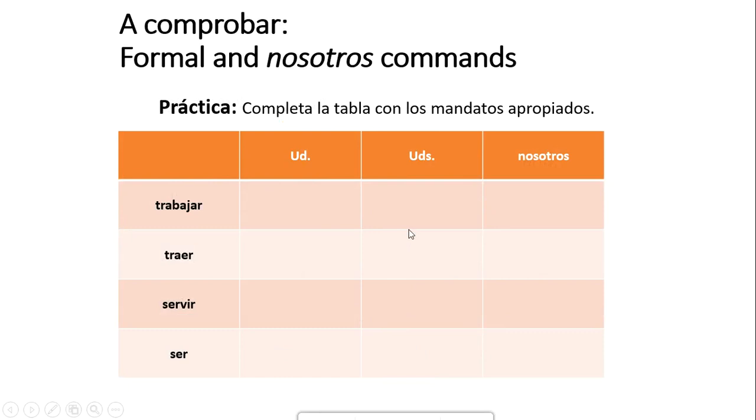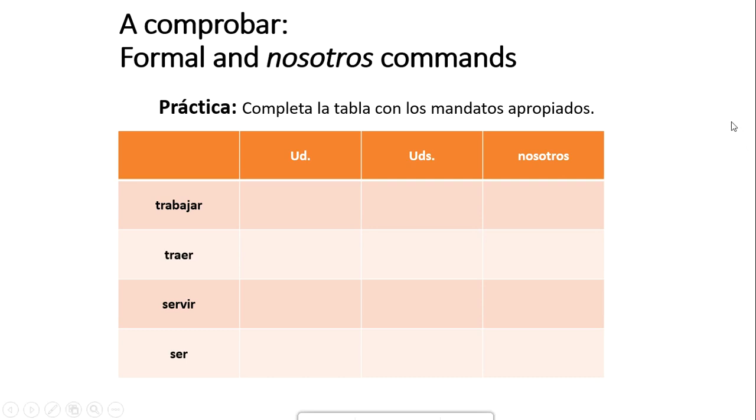Okay, first activity. For this, you're going to put in the usted command, ustedes command, nosotros command. So let's do one of these together. Traer. ¿Cuál es la forma yo tiempo presente? Traigo. So for traigo, I'm going to drop the O and add the opposite vowel, so it's going to be traiga usted, traigan ustedes, traigamos nosotros. So you can pause here, complete this on the worksheet, and continue when you're ready.